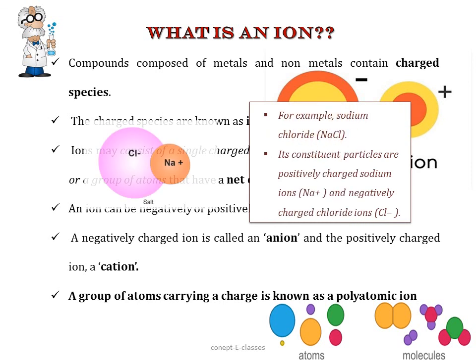Take an example of NaCl. Its constituent particles are positively charged sodium ions, Na+, and negatively charged chloride ions, Cl-. So here the cation is Na+ and the anion is the chloride ion. A group of atoms carrying a charge is called a polyatomic ion. A polyatomic ion is a group of atoms carrying charge.